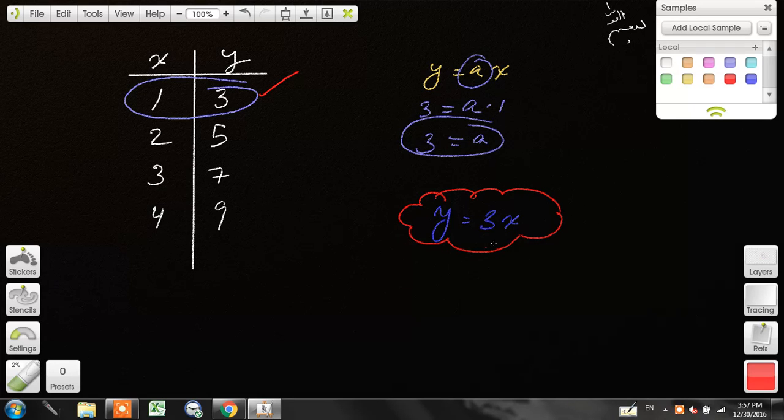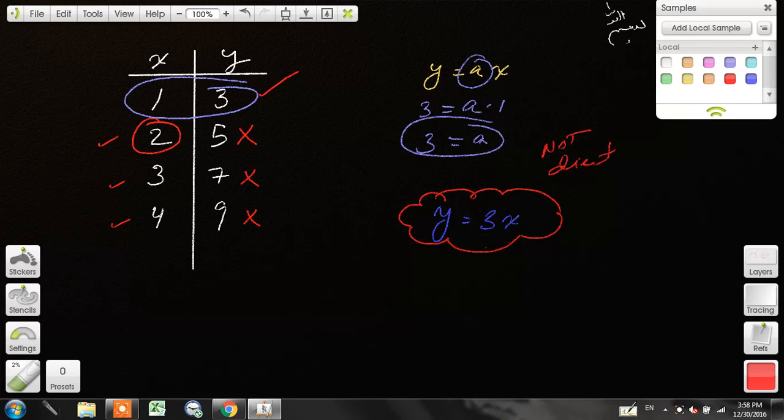And we use this piece of data. Now, if this is true, this should apply to every single piece of data. Yes? Okay. So, when x is 2, y should be what? Is it 6? No. When x is 3, it should be what? Is it 4? No. So this is not a direct variation.